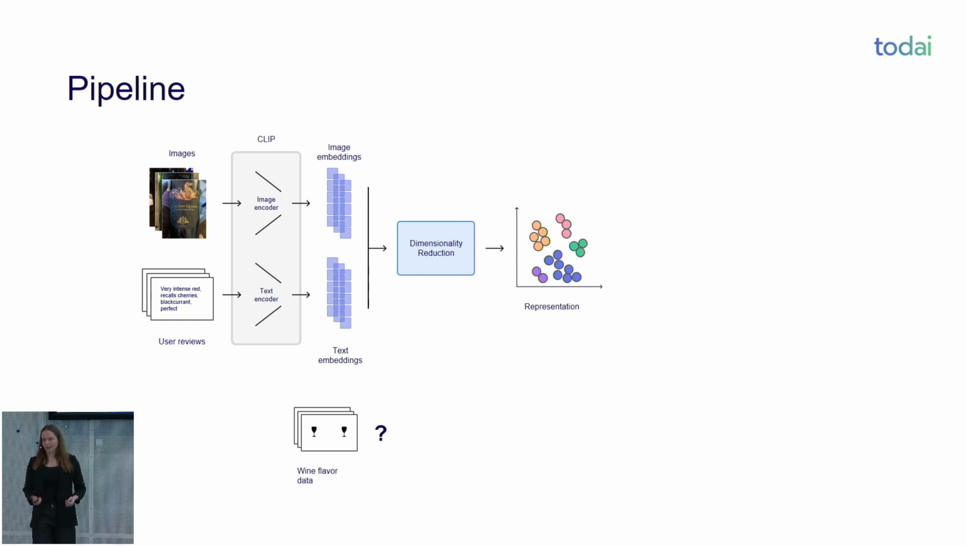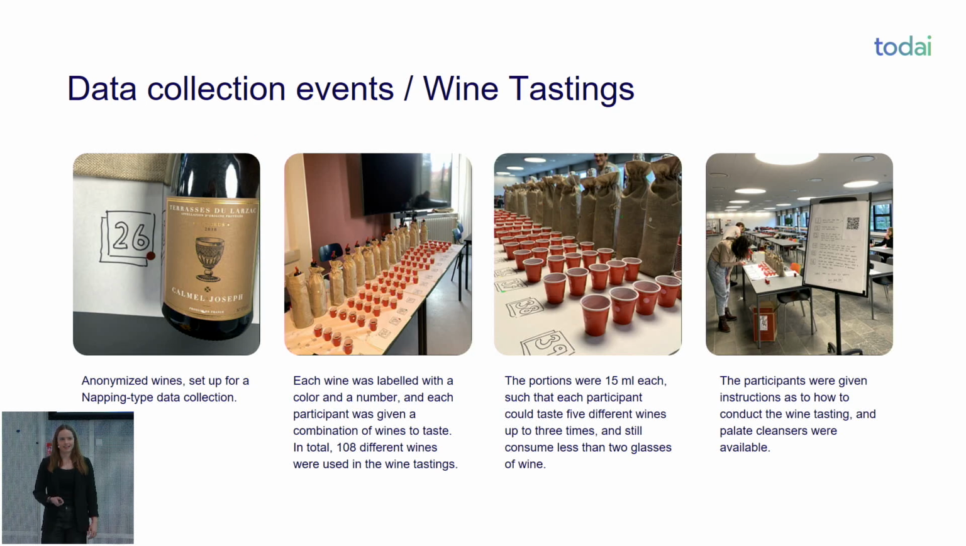But how did we get the wine flavor data? We hosted a bunch of wine tastings, many of them here at DTU, and we got over 250 people to annotate wine flavor for over 100 types of wines. What they essentially did was take 5 shot glasses of wine and arrange them on a piece of paper, close together if they are similar in terms of flavor, but further apart if they are not.